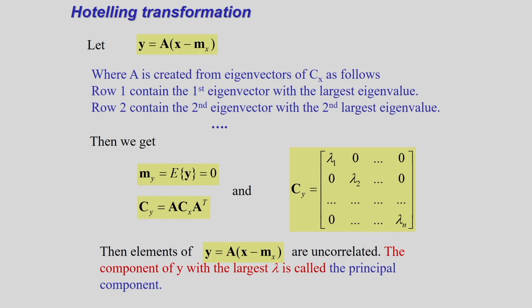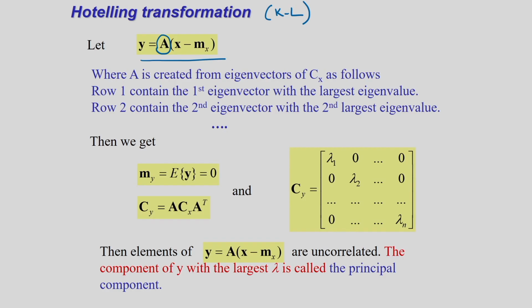After this, I am considering the Hotelling transformation. The Hotelling transformation is nothing but the KL transformation. The transformation is y = A(x - mx). That is the KL transformation, that is the Hotelling transformation. In this case, A is the transformation matrix. So how to construct the transformation matrix? The matrix A is constructed from the eigenvectors of the covariance matrix.